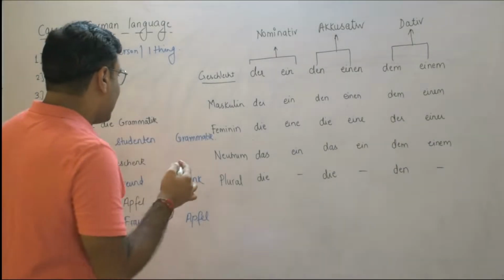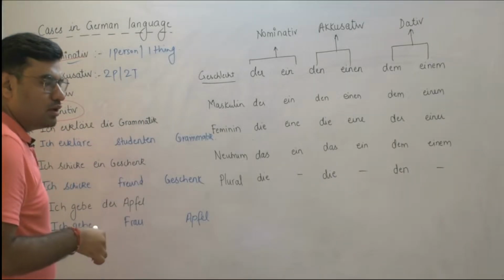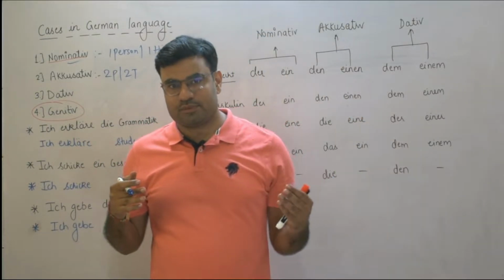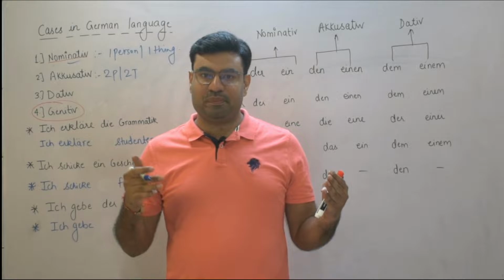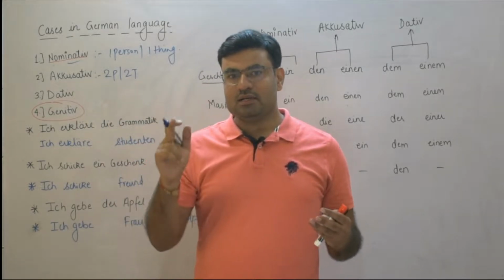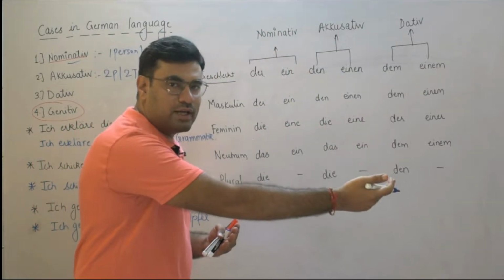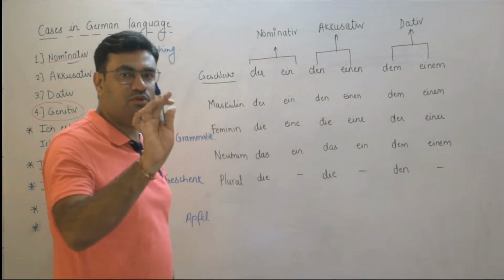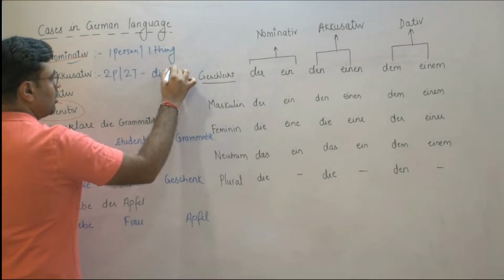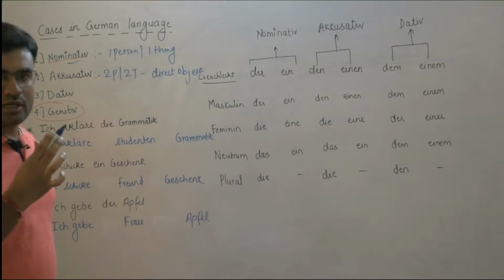In the accusative case, when we have two persons or two things, one is the subject and the second one is the direct object. This direct object is being affected by the work done, by the action performed by the subject. The subject is doing some work on the object, and that object is the direct object. Then we use the accusative case.